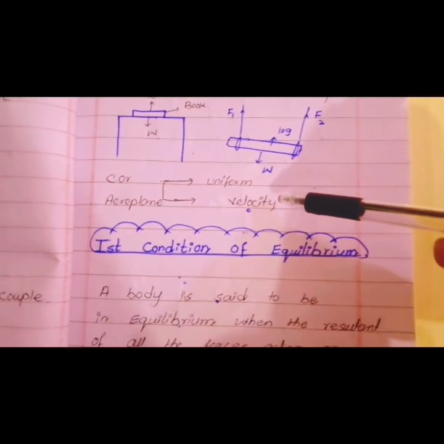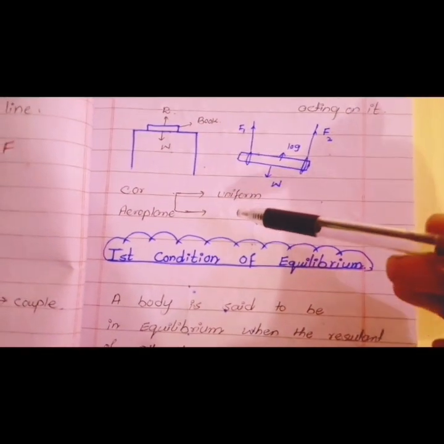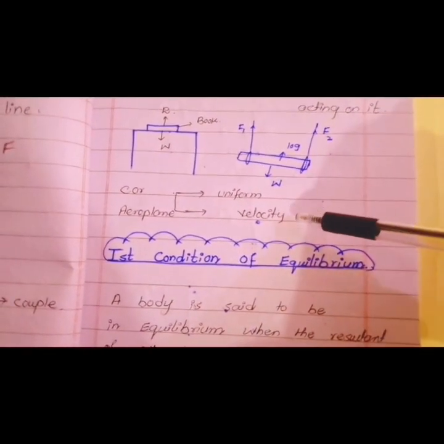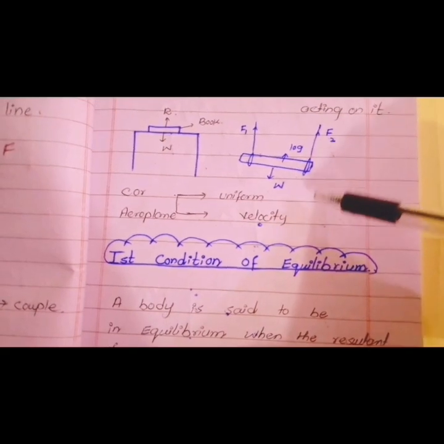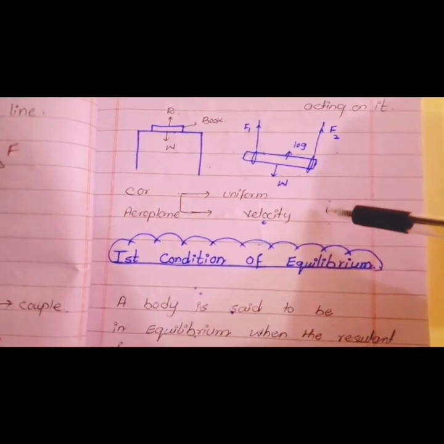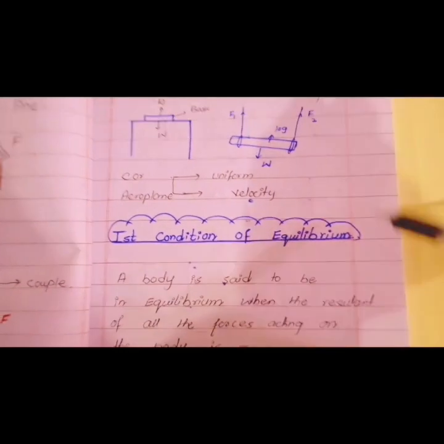equilibrium. And if a car is moving with uniform velocity, and if an aeroplane is moving with uniform velocity, so these are also examples of bodies which are in the state of equilibrium.